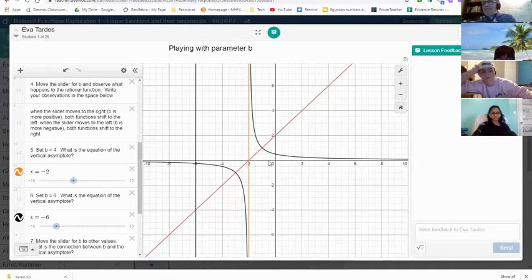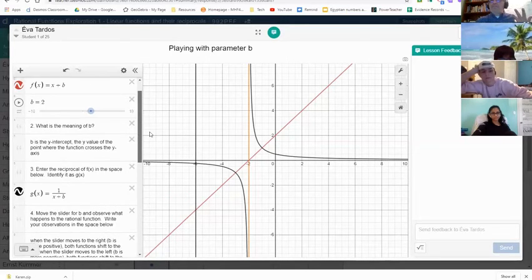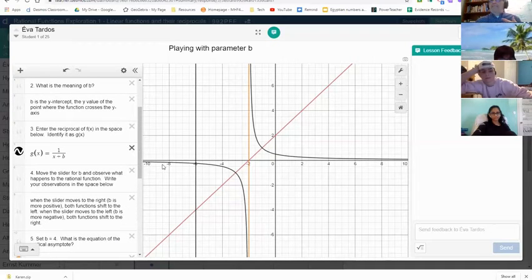The behavior as of increase and decrease, and then the connection here between the value of b, which is our y-intercept for the linear function, and the vertical asymptote for the reciprocal function.